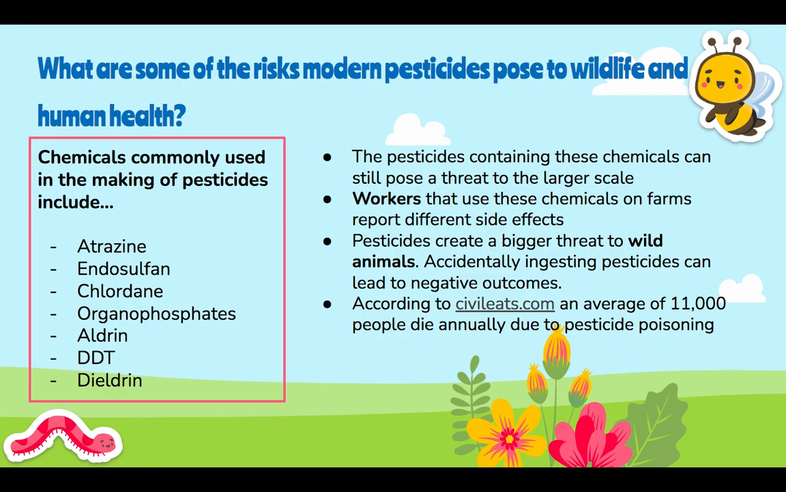Pesticides create a bigger threat to wild animals, as they are the ones that come into most contact with the chemicals without even knowing it. They can accidentally ingest these pesticides and the outcome on the animal is usually reproductive defects, cancer, but more than all, death.